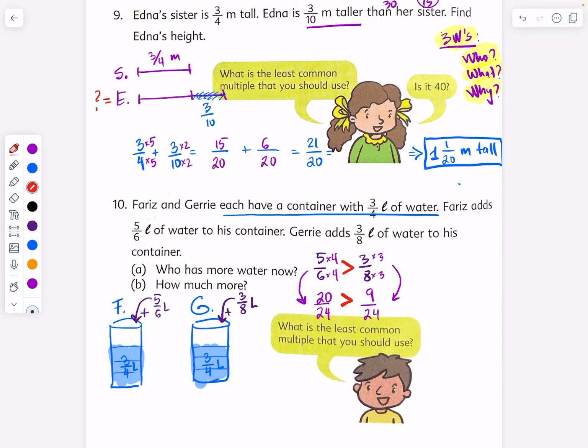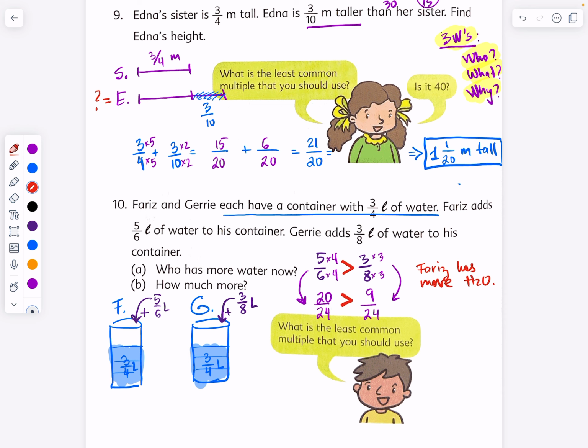Who has more water now? It is Fariz. Has more. H2O. I love labeling it like that, right? How much more? Well, my friends, we can just compare the difference.